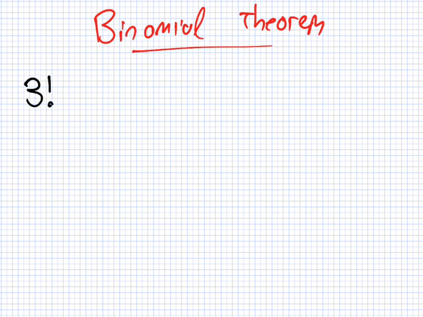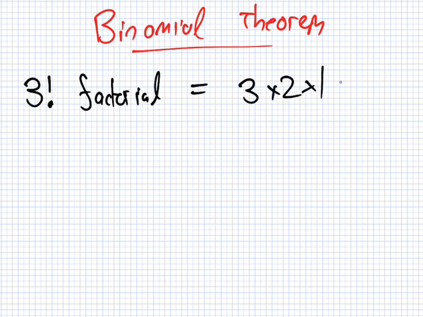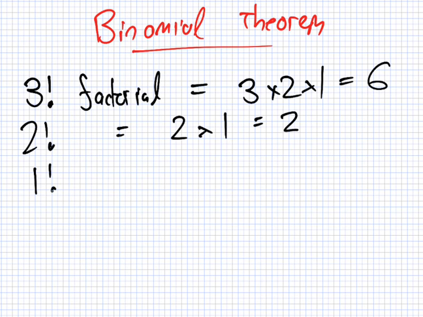This symbol here actually means factorial. And what that means is 3 multiply 2 multiply 1, which is 6. 2 factorial is 2 multiply 1, which is 2. 1 factorial is 1. And 0 factorial, what do you think this is? 0. It gets them every year. It's actually 1.